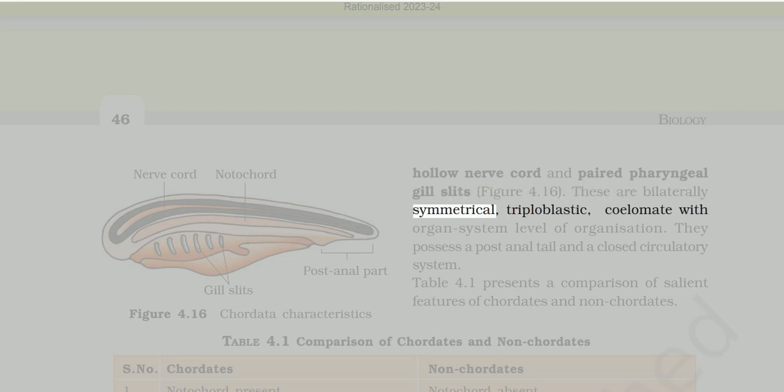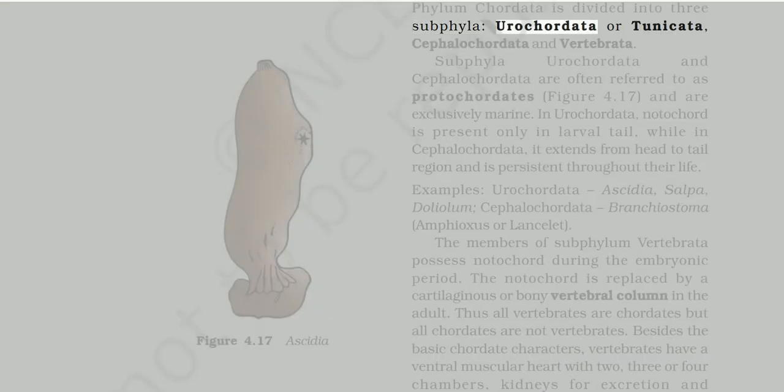These are bilaterally symmetrical, triploblastic, coelomate with organ system level of organization. They possess a post-anal tail and a closed circulatory system. Table 4.1 presents a comparison of salient features of chordates and non-chordates. Phylum Chordata is divided into 3 subphyla: Urochordata or Tunicata, Cephalochordata, and Vertebrata. Subphyla Urochordata and Cephalochordata are often referred to as protochordates, figure 4.17, and are exclusively marine. In Urochordata, notochord is present only in larval tail, while in Cephalochordata, it extends from head to tail region and is persistent throughout their life.